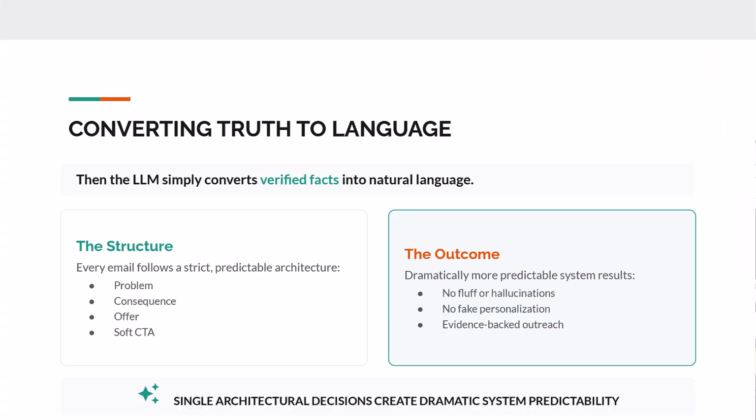So Python handles facts like site failed, no financing page, outdated content, missing SEO structure, and then the LLM simply converts verified facts into natural language. That single architectural decision made the entire system dramatically more predictable. Every email now follows a strict structure: problem, consequence, offer, and soft CTA. No fluff, no hallucinations, no fake personalization. Just evidence-backed outreach.